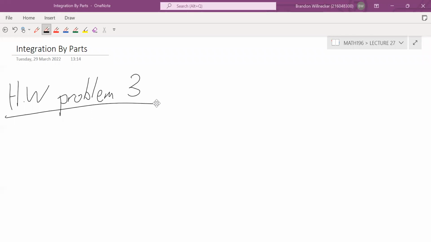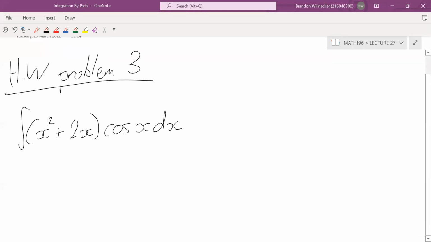So we're trying to find the integral of (x squared plus 2x) cos x dx. Okay, so like we did before, we need to find which part of this integrand is easier to differentiate and which part is easier to integrate. Now we see that this first term in the product is a polynomial. Polynomials, when you differentiate them, they get simpler.